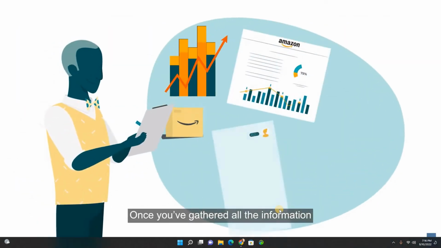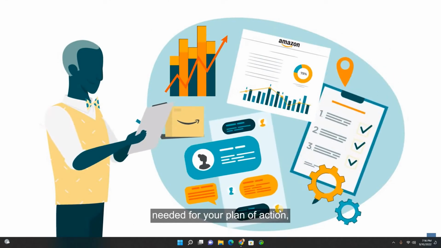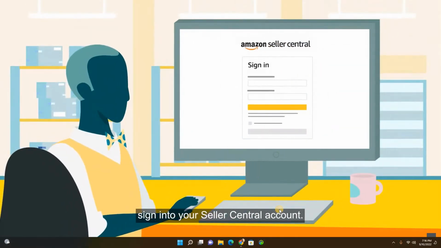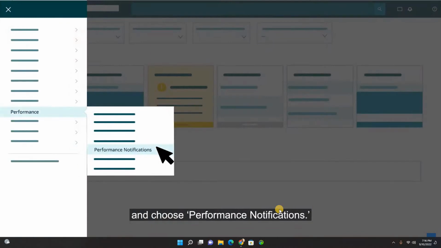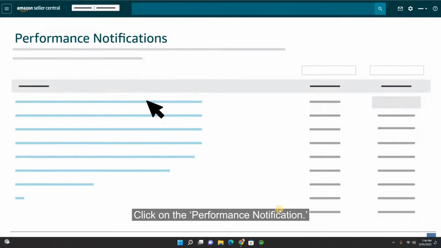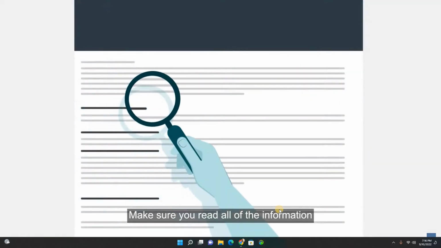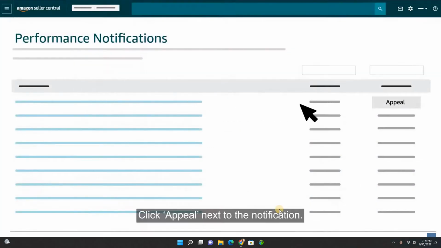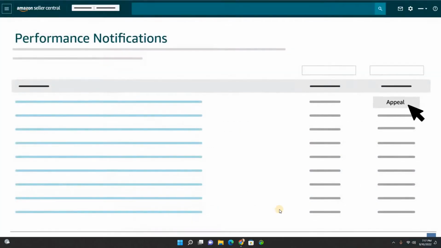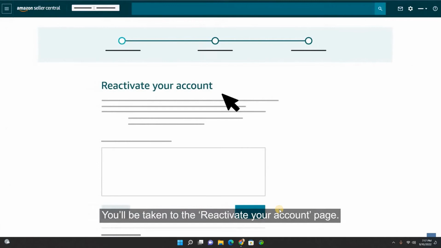Once you've gathered all the information needed for your plan of action, sign into your Seller Central account. Hover over the Performance tab and choose Performance Notifications. Click on the Performance notification. Make sure you read all of the information in the notification carefully. Click Appeal next to the notification. You'll be taken to the Reactivate Your Account page.